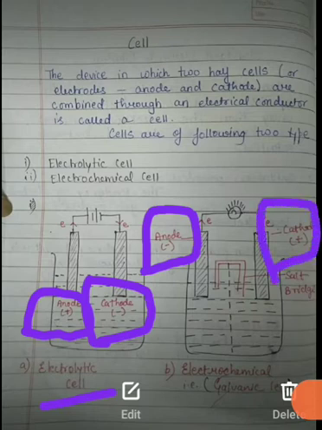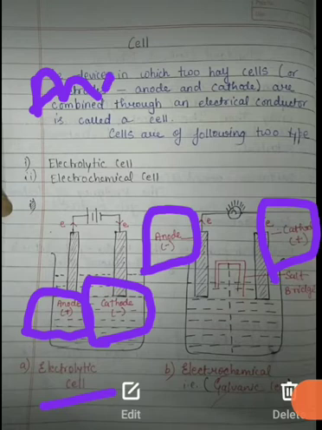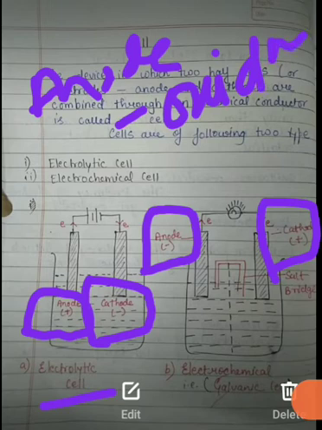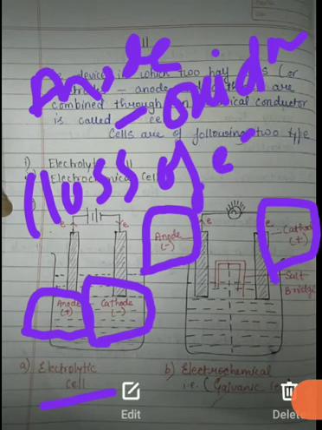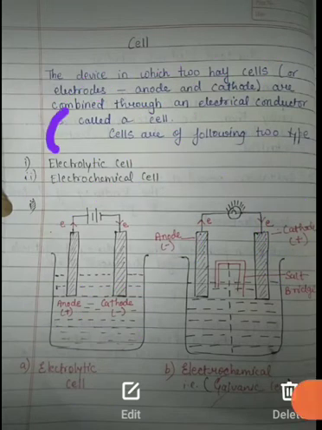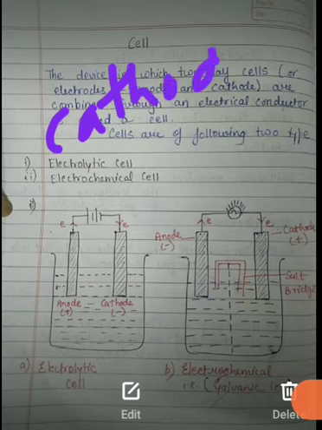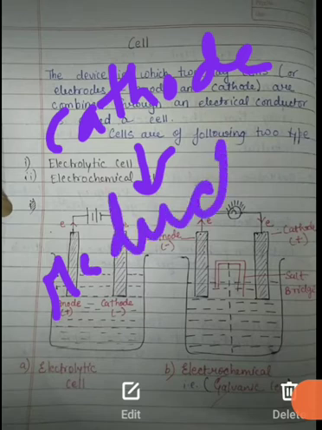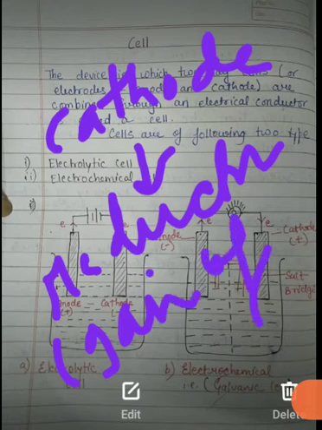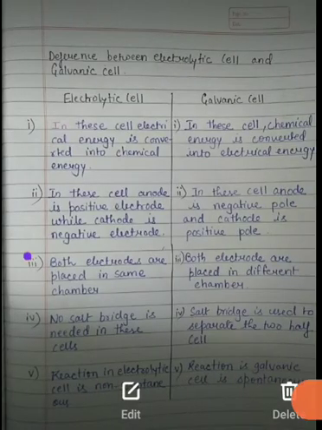Though the poles are different and the charges are different, the anode will always be assumed for oxidation, that is loss of electrons, and the cathode will be assumed for reduction. And what is reduction? That is gain of electrons.